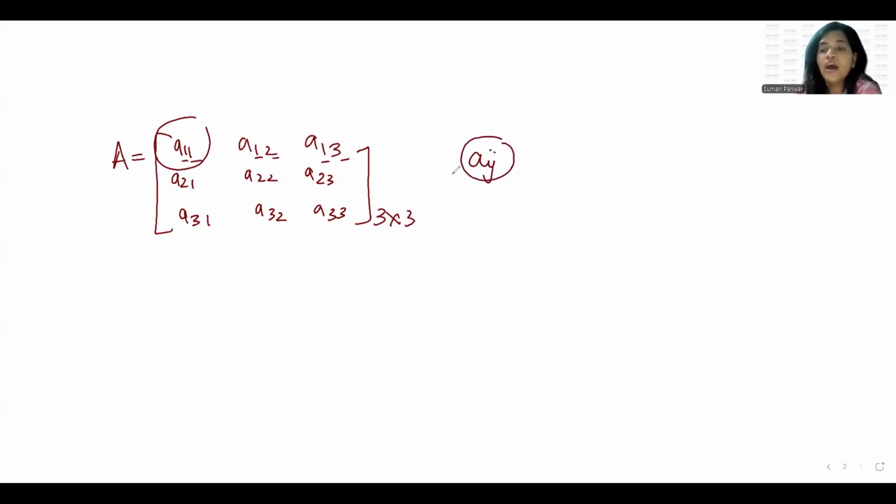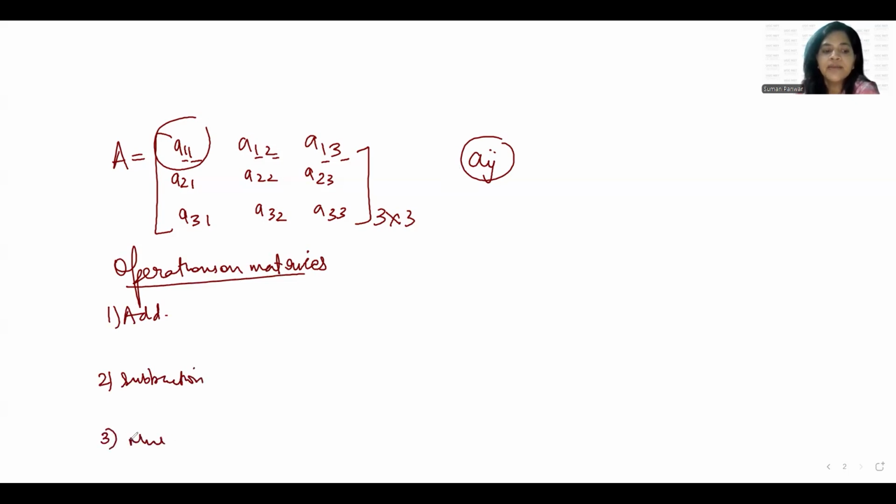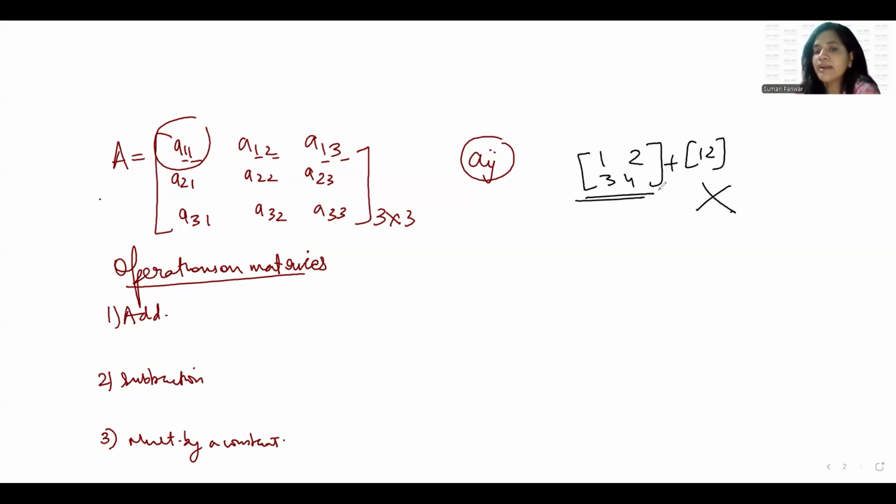All right. Now, how do you add two matrices? How do you subtract two matrices? These are operations on matrices. The first operation is addition, the second is subtraction, and the third is multiplication by a constant. When can you add two matrices? You can add or subtract two matrices only when they have the same order. If I tell you to add 1, 2, 3, 4 with the matrix 1, 2, this is impossible because the order of the first matrix is 2 by 2 and the order of the second is 1 by 2. So to add and even to subtract, you should have the same order.